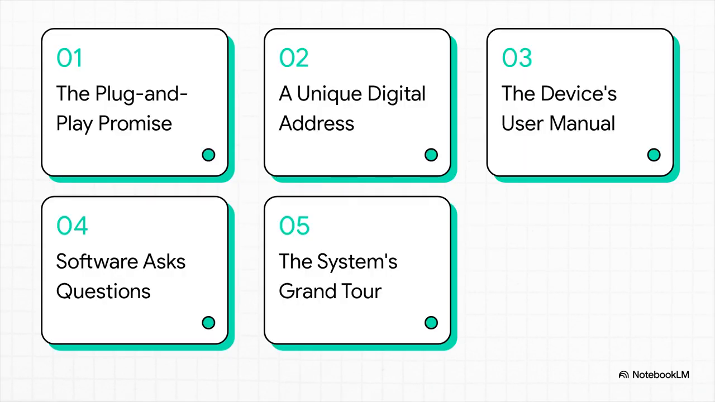So here's our game plan. We're going to start with the whole plug-and-play promise. Then we'll look at how every device gets its own unique digital address. After that, we'll check out the device's built-in user manual, see how the software asks questions, and finally, we'll go on the system's grand tour to see how it all gets discovered.